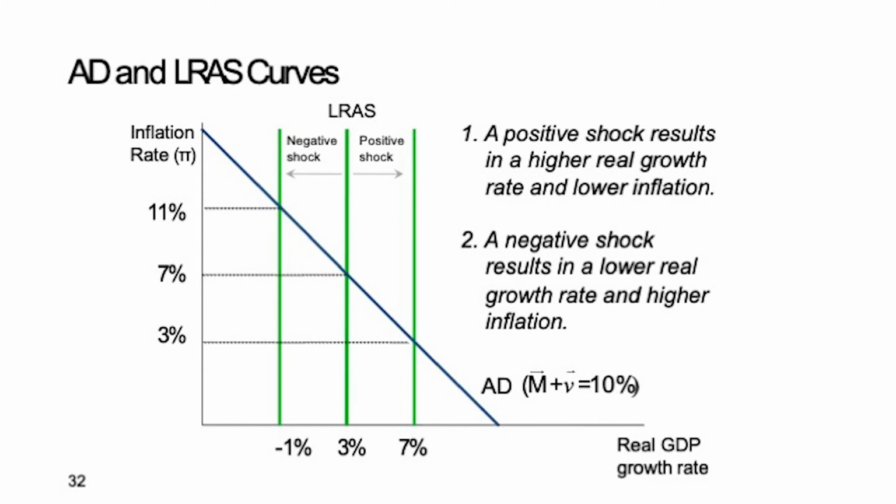If there is a negative shock to this economy, what we observe is a decrease in the growth rate, and at the same time, inflation goes up. If there is a positive shock, we see an increase in total output, and at the same time, inflation goes down. It seems to work pretty well to describe what's happening.